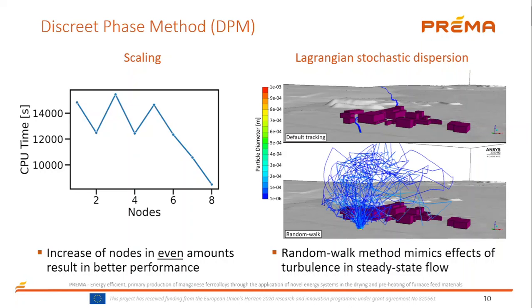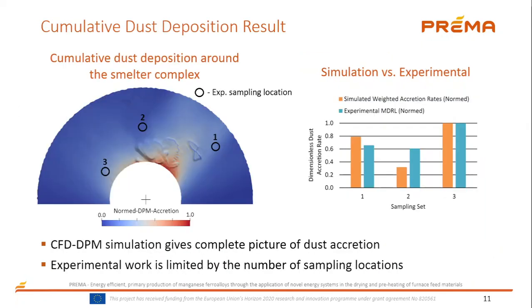Initial scaling tests revealed that only increasing the nodes in an even amount results in better performance. On the right, a comparison is shown by releasing particles that are just following the streamline and using a random walk method to mimic the effects of turbulence in a steady state flow field. A dust source region is defined in the central part of the smelter building complex, and these dust dispersion simulations are repeated for all the priority wind directions and cases.